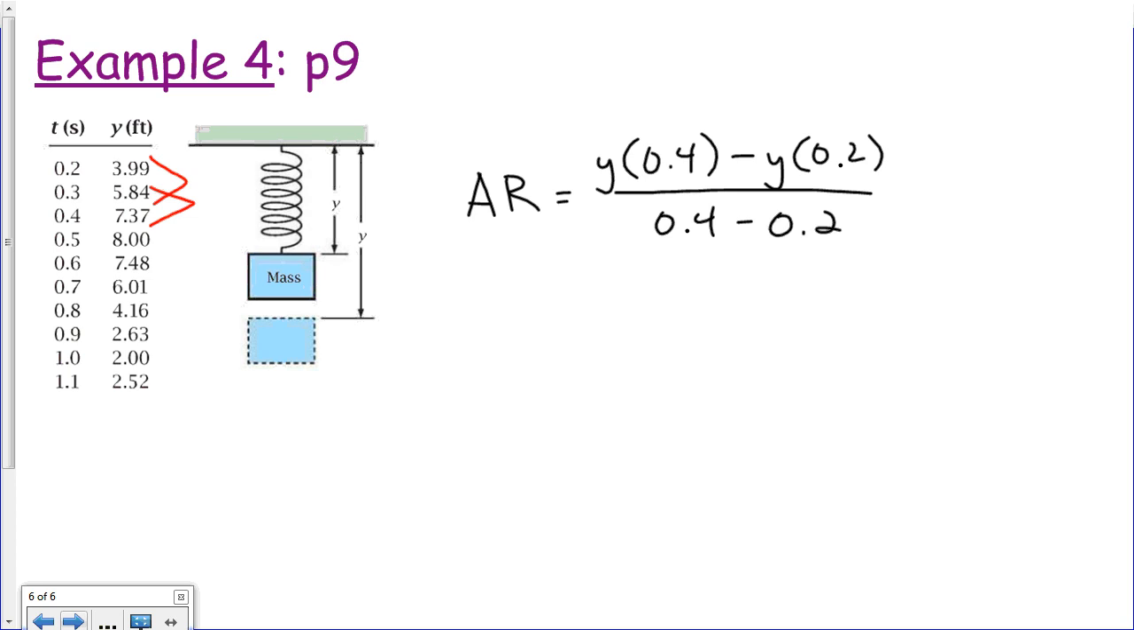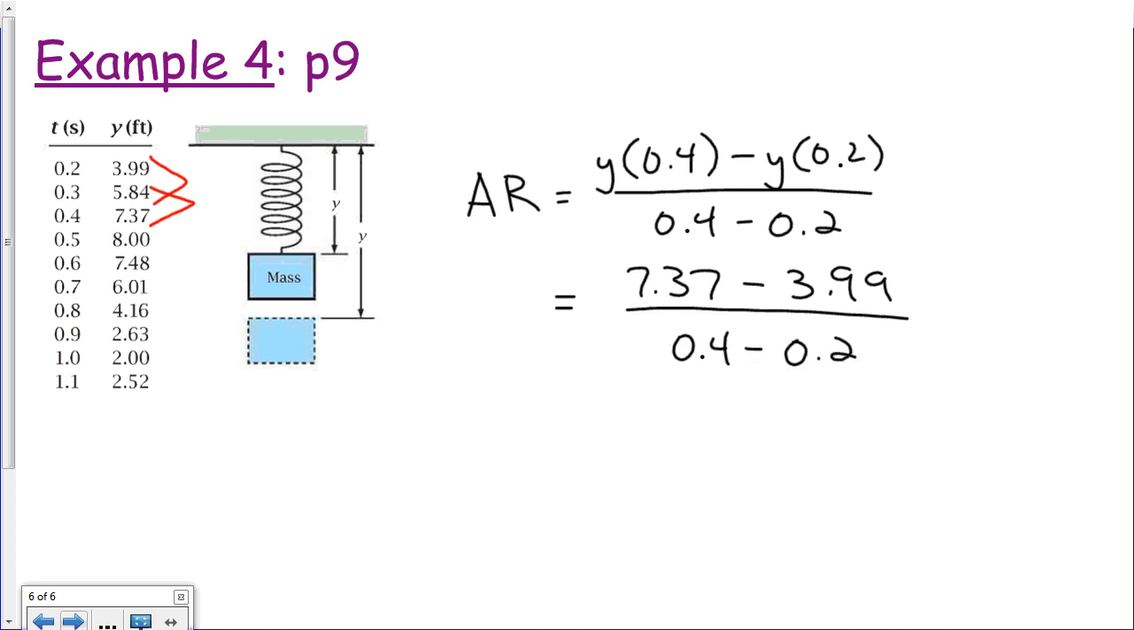The other way you could do this, because I have the y values sitting right here in front of me in this table, is to plug those right into my formula. So y at 0.4 is 7.37, and y at 0.2 is 3.99. This is how I would prefer to write it, and that's how I will write it in the second form. You do not need to write both of these, just one is sufficient. You pick which one you prefer. The first form looks a lot like what you did in section 1 using function notation. However, for the second form, since you have the y values right there in your table, there's no reason not to write them down. So let's punch that into our calculator and see what we get.